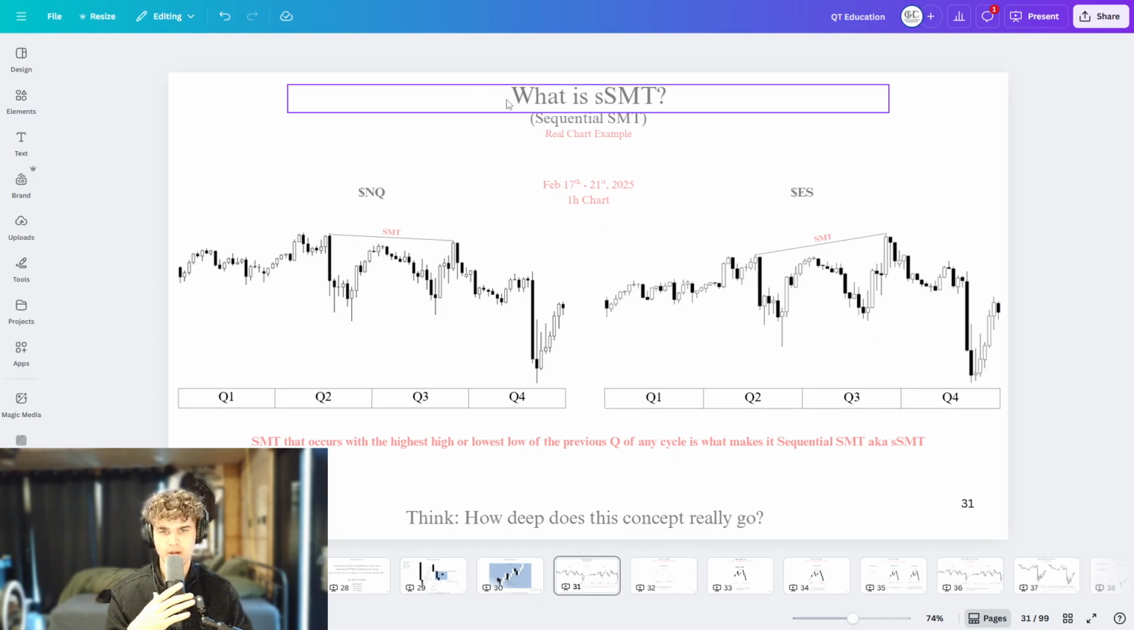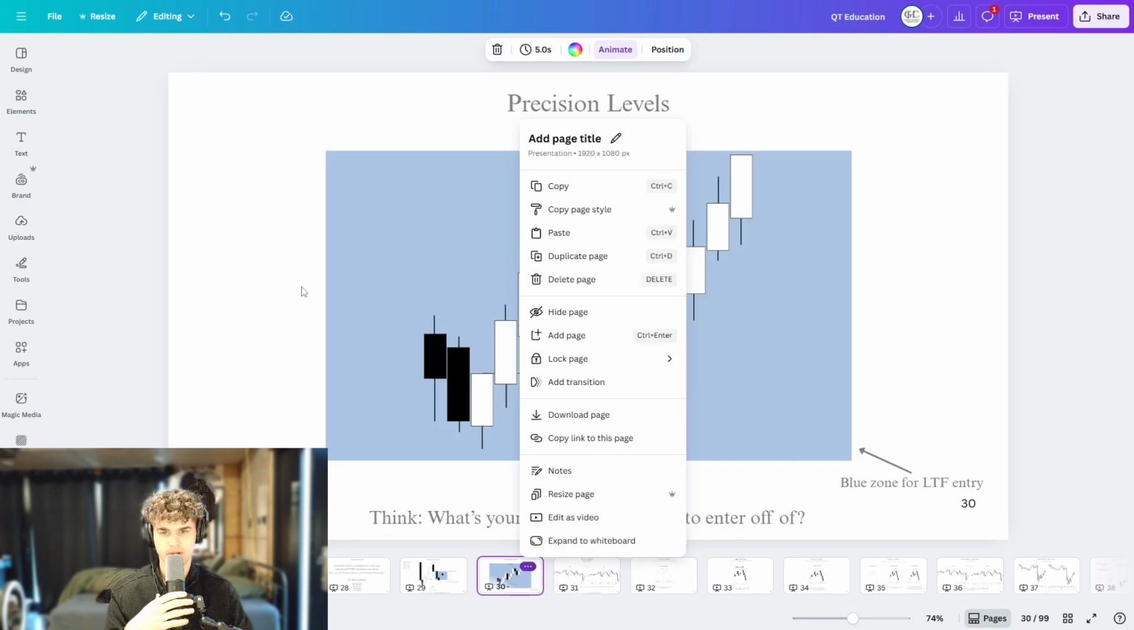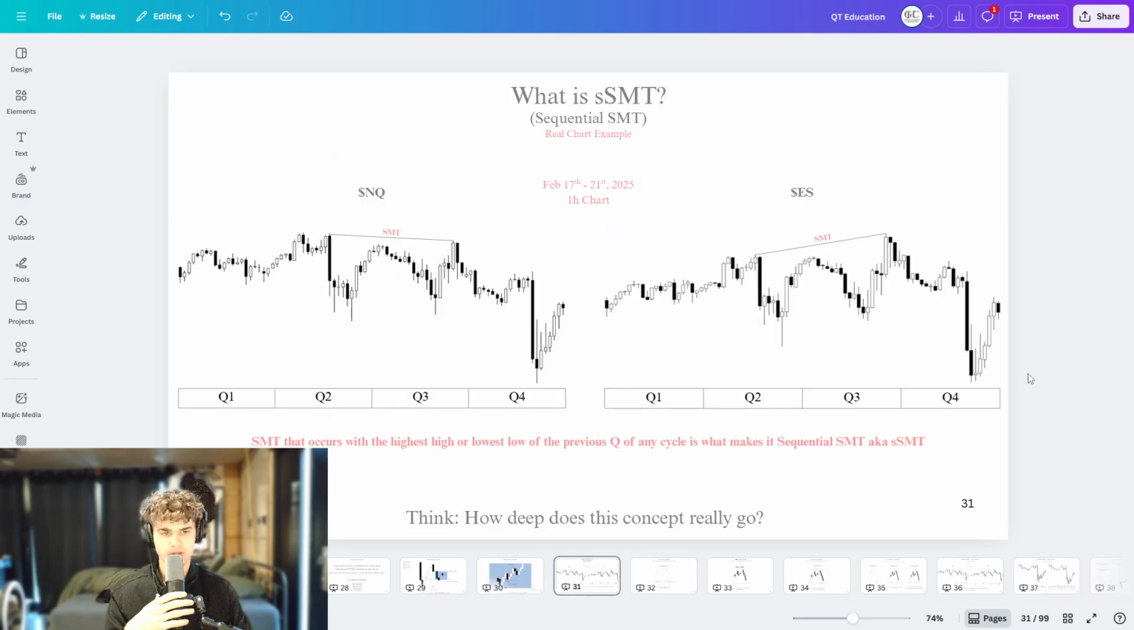So what is sequential SMT? This is the opener because last time we were here, right? Sequential SMT is SMT between quarters of time, which makes it quarterly theory. A quarter is as cut and dry as it sounds. 6 hours of the day is 1 quarter: 24 hours divided by 4, 4 quarters. 6 hours divided by 4 is 90-minute quarters. That's the session cycle, or the 90-minute cycle, as some of you may call it.